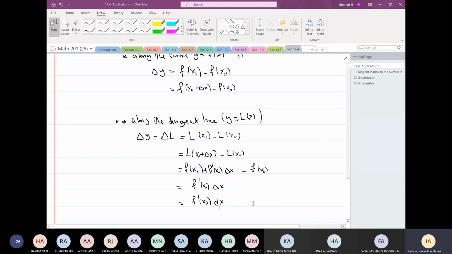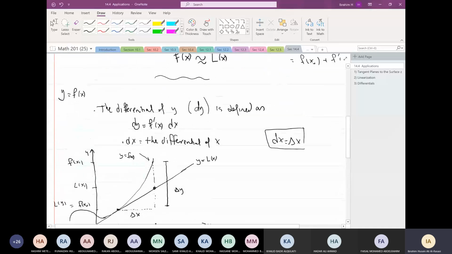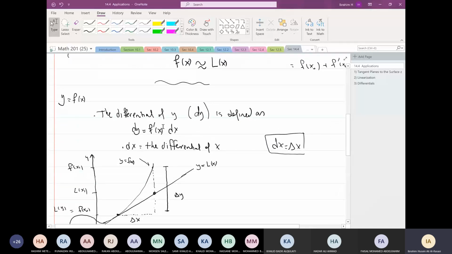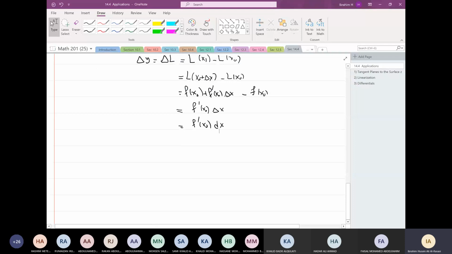Well, if I go back above in the definition of the differential, this is dy, the differential. Notice dy equals f prime dx. It is the differential in y. So here this becomes f prime x dx, which is dy at x equals x0.